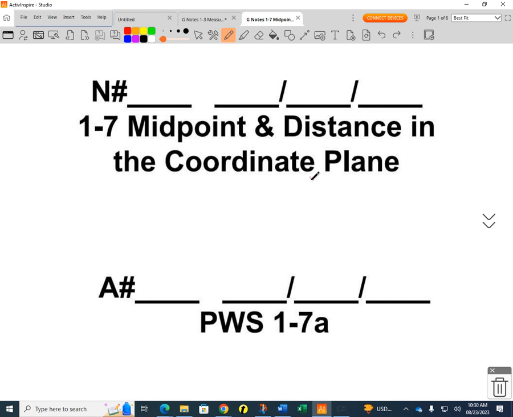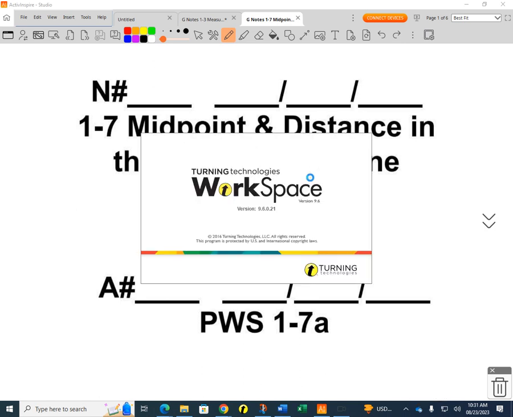If we have to identify the coordinates of a point on the coordinate plane, we need two coordinates, right? On a number line, one point is a coordinate. But on a coordinate plane, it's going to have an X coordinate and a Y coordinate. Okay.